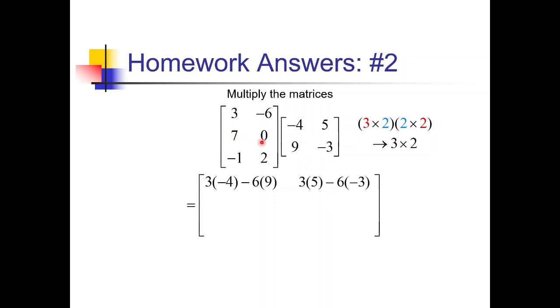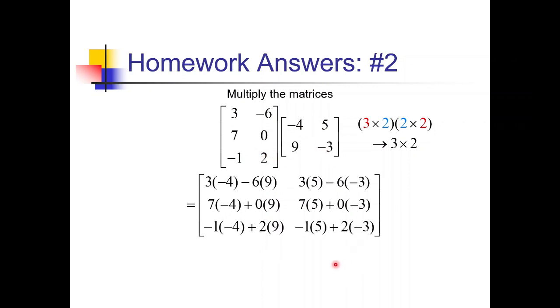Now on to the second row, 7 times -4 and 0 times 9. And then 7 times 5 plus 0 times -3. And then finally, the last row, -1 times -4, 2 times 9, and then -1 times 5, and we'll add that to 2 times -3. All that remains is to simplify each of these.